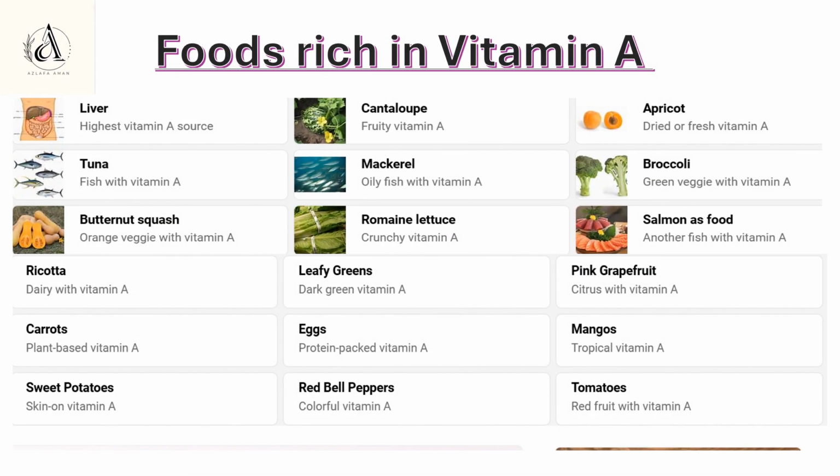Foods rich in vitamin A. These foods must be consumed in larger amounts to reduce the deficiency of vitamin A. For example, liver, cantaloupe, apricot, tuna, mackerel, broccoli, butternut squash, romaine lettuce, and salmon. There are more of them written below.